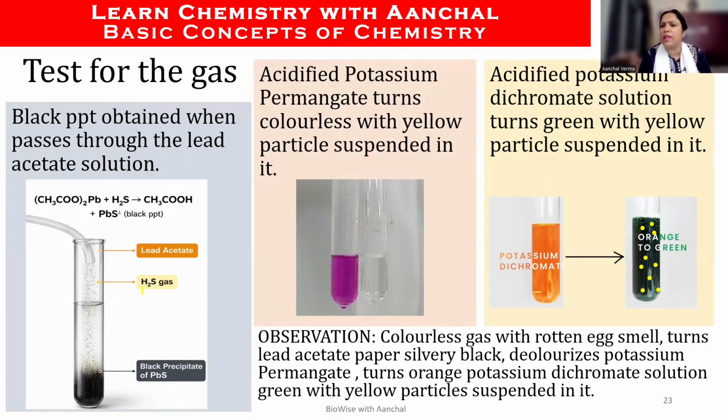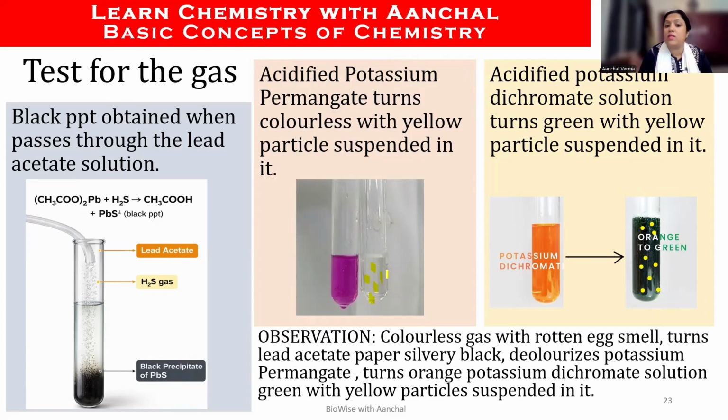Now, test of the gas: black precipitate is obtained when it passes through lead acetate solution. You can also see that when it is passed over a moist lead acetate paper, it turns silvery black. That is also an observation. Then acidified potassium permanganate turns colorless with yellow particles suspended in it. There are yellow particles suspended in the colorless solution. That yellow particle is because of the presence of sulfur.